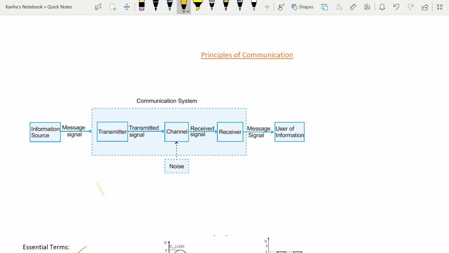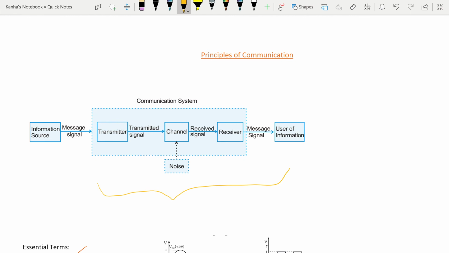The basic setup of a communication system is shown before you. You have an information source that sends you a message, and then there is a whole chain of transmission through a channel, and then a receiver receives that message and gives it to the user. The transmitter basically converts the message signal into an electrical signal and then transmits it through the channel. The receiver on the other end will receive the transmitted signal and reconstruct the original message for the end user.